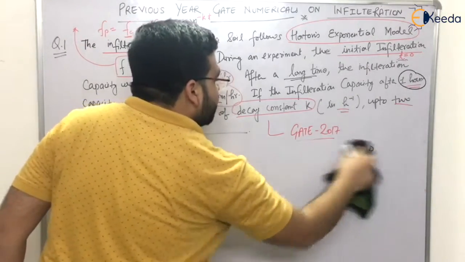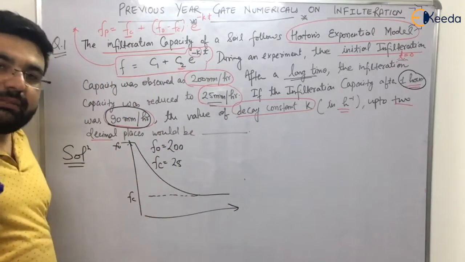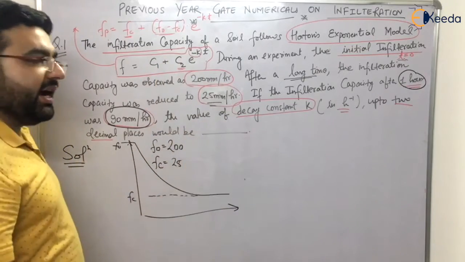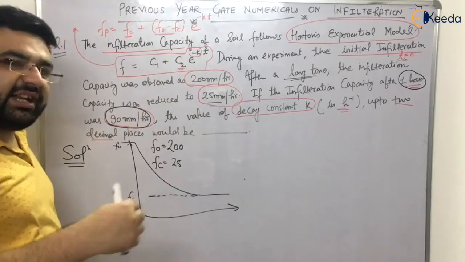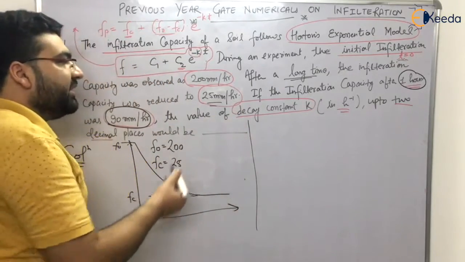Right? Understood what the students did in this question. Ultimately, they got the same answer, but they wasted their 5 to 6 minutes in determining the value of C1, C2, and then putting the value, getting the answer. They wasted a lot of time. So if you apply the concept, you will get the answer in hardly 2 to 3 steps.